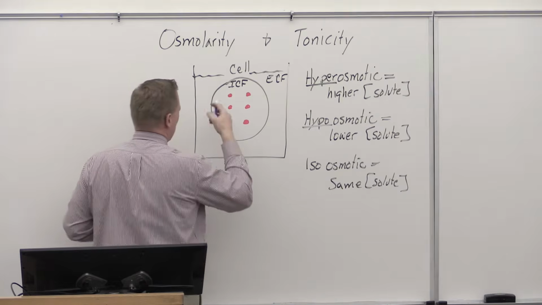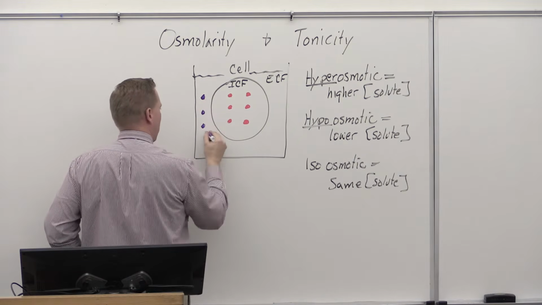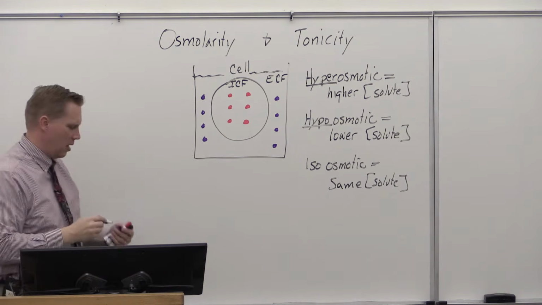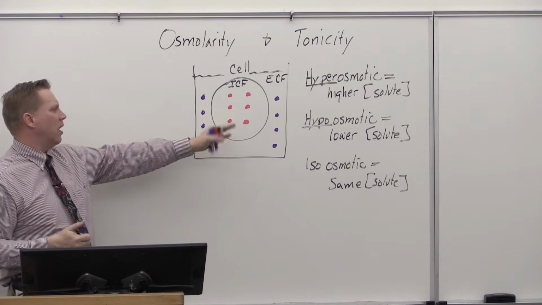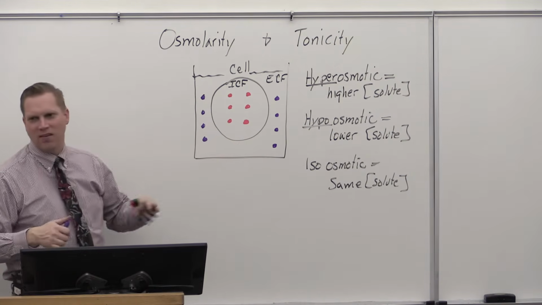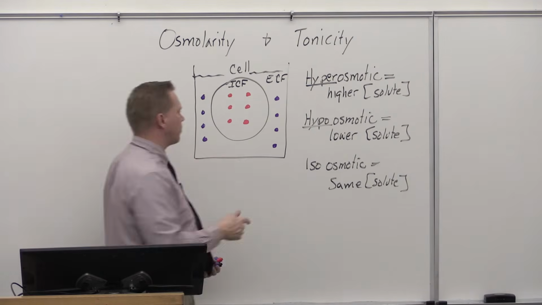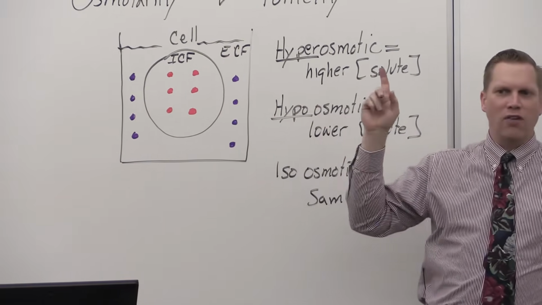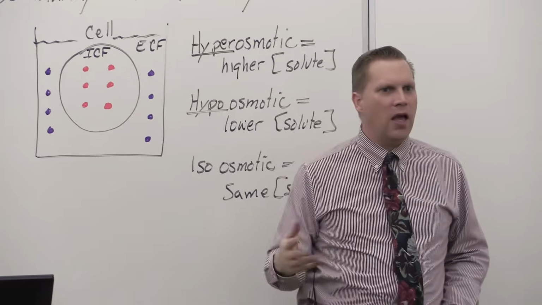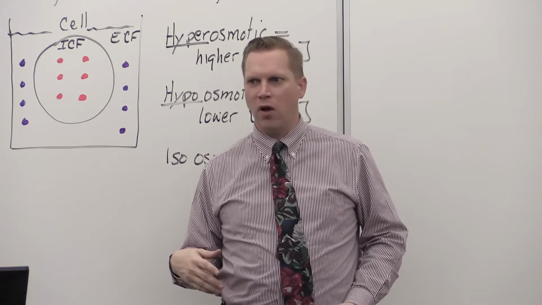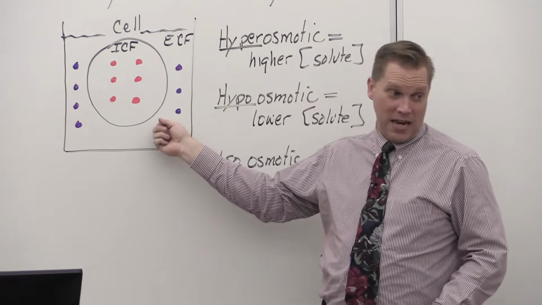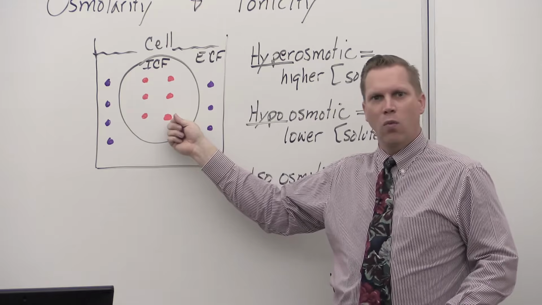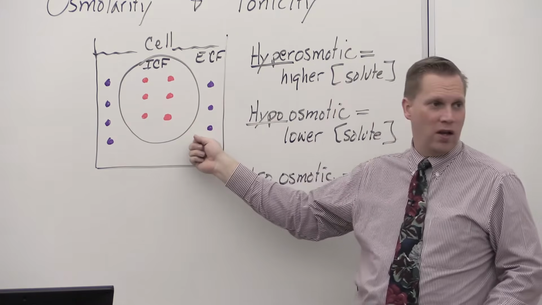And outside the cell, I'm just going to draw some purple dots to represent extracellular solutes. And now as you look at this, and let's assume that the 2 compartments have the same volume again, does one of these fluids, the ICF or the ECF, have a greater osmolarity than the other one? Does it have a greater total number of solutes? Well, outside has 8 solute representations, inside has 6. So hopefully your answer is yeah. One of these has more solute, and it's the extracellular fluid.